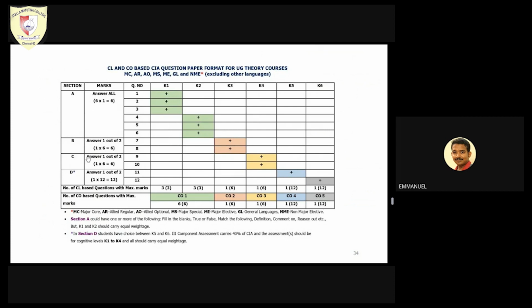section C consists of 2 questions under K4 level. One out of 2 has to be answered, and 1 into 6 marks.